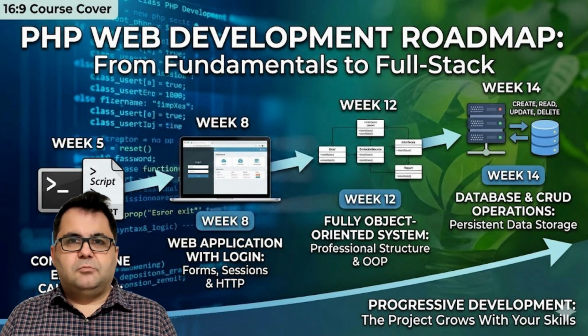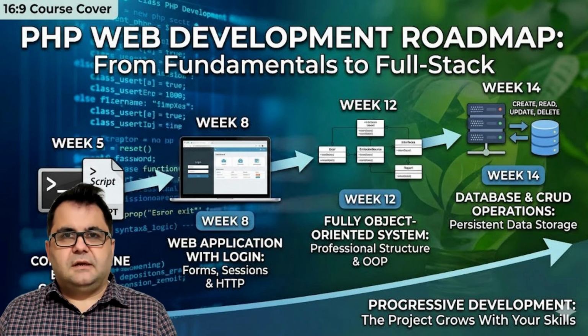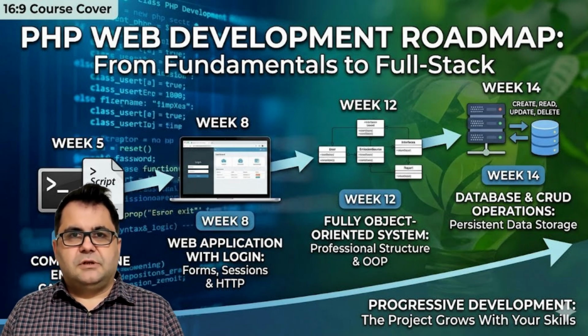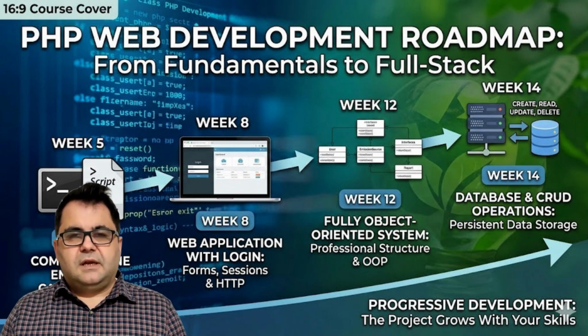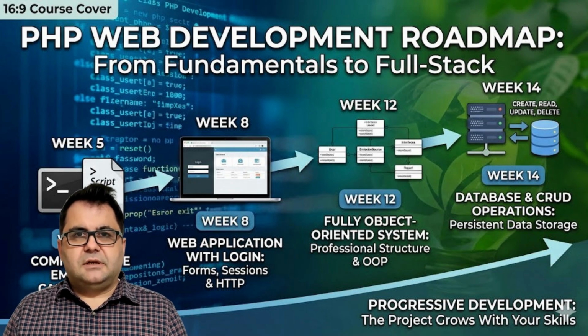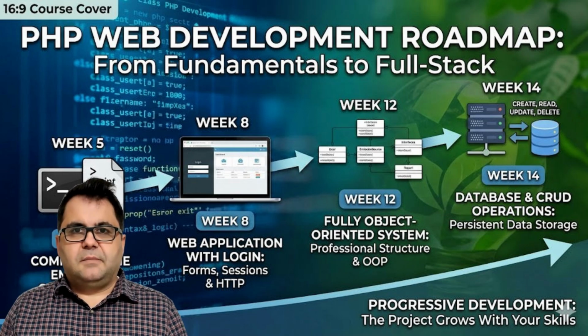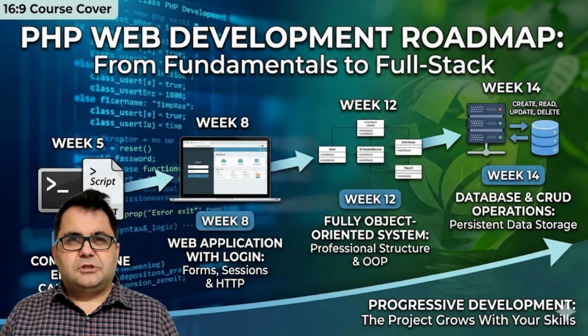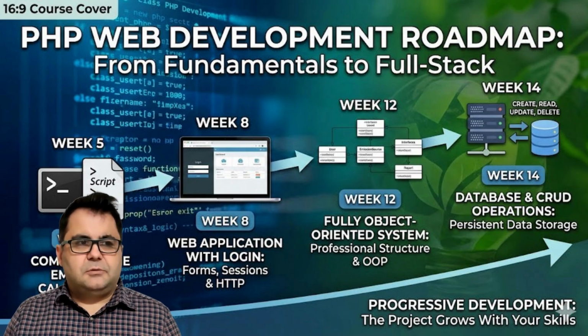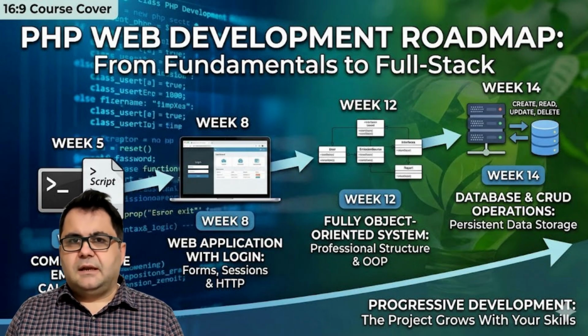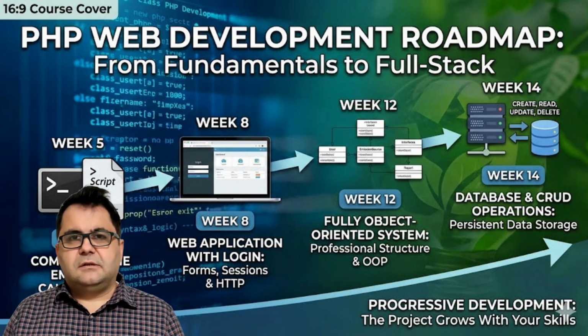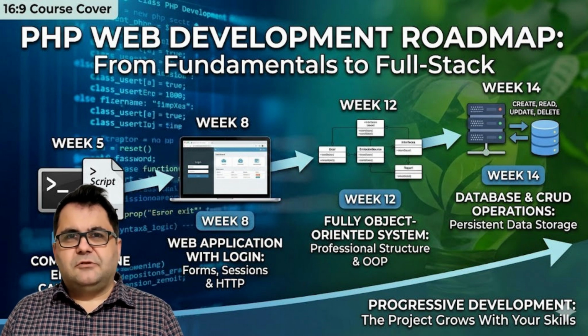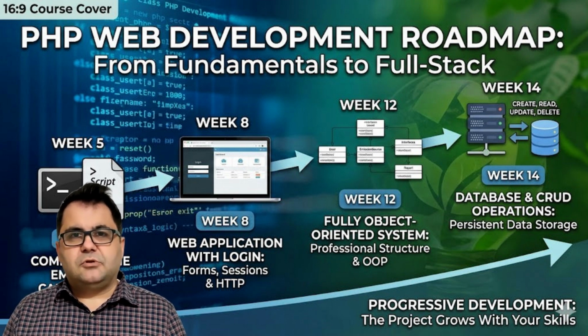Every week we learn new PHP concepts from the textbook, and we immediately apply them to our semester project. By week 5, you'll have a command line emission calculator. By week 8, it becomes a web application with login. By week 12, it's a fully object-oriented system. And by week 14, it's connected to a database with complete create, read, update, and delete operations. The key idea is progressive development. The project grows with your skills.